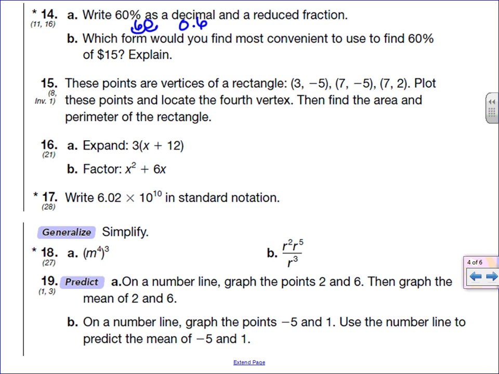And that 6 is in the 10th spot, so as a fraction, it would be 6/10, and I could reduce that then by dividing the top and the bottom by 2. 6 divided by 2 is 3, 10 divided by 2 is 5. So as a fraction, it's 3/5.